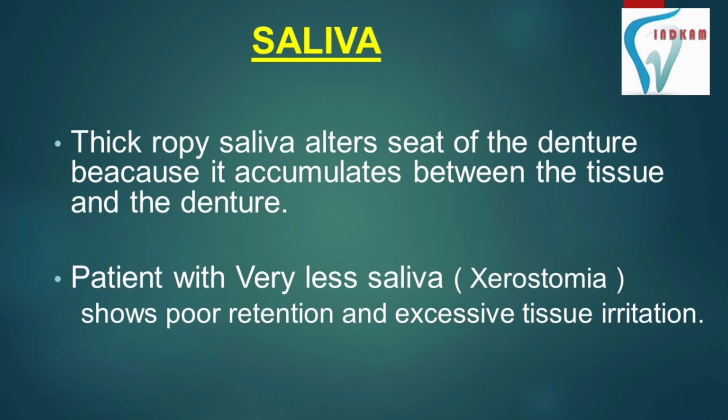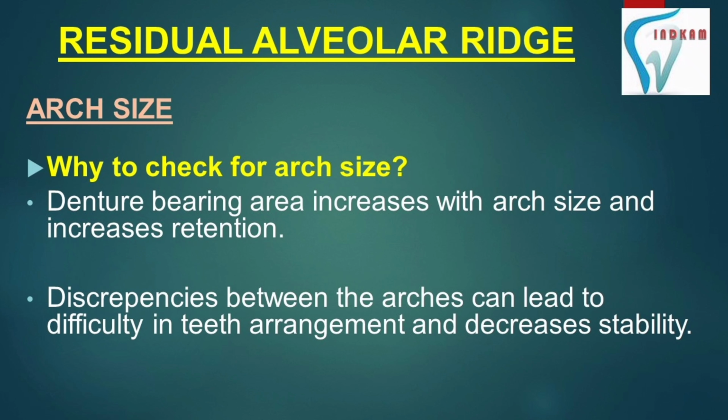So, why is it important to study saliva? Thick, ropey saliva alters the seat of the denture because it accumulates between the tissue and the denture. And patients with very little saliva, a condition known as xerostomia, as I already mentioned, show poor retention and excessive tissue irritation. Residual alveolar ridge. In this, we'll study arch size, form, remaining residual ridge, etc.